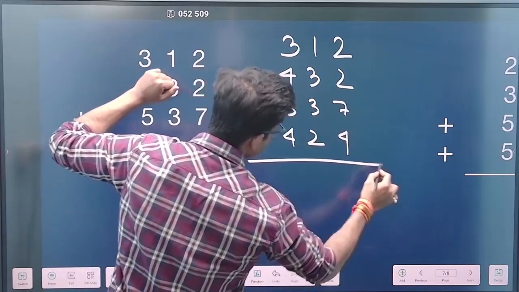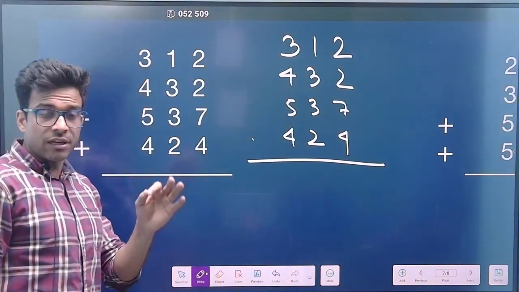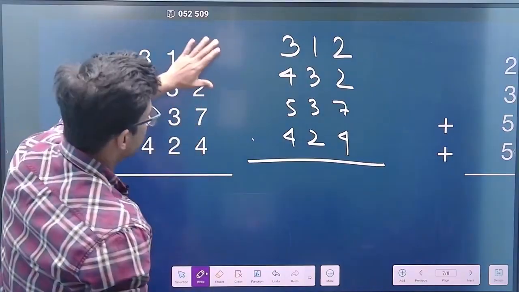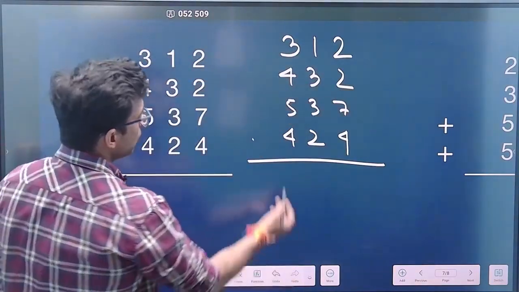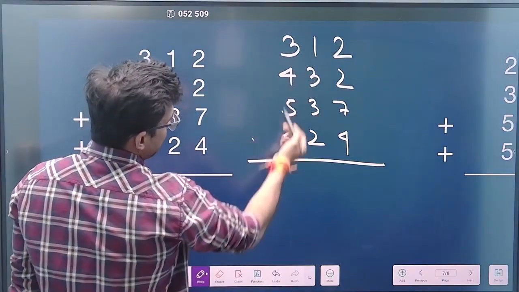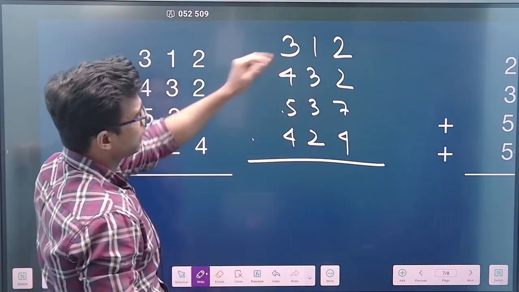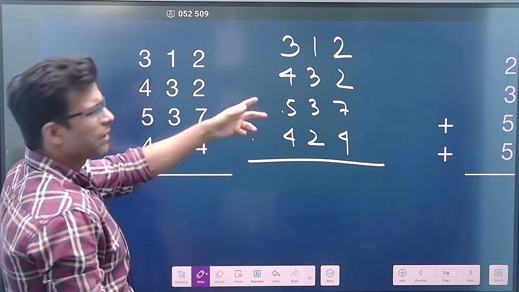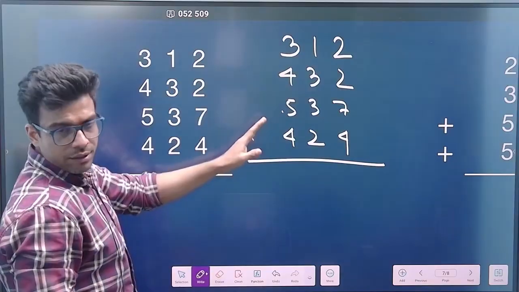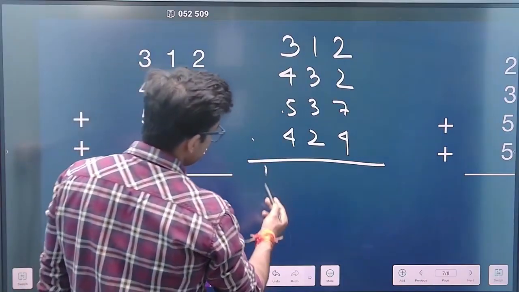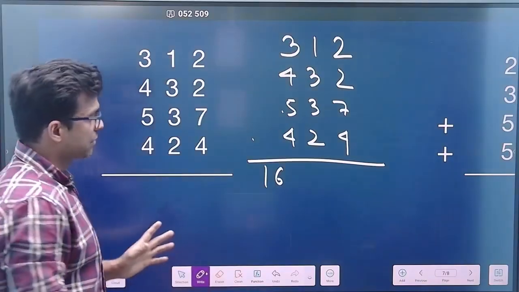I think this is a bigger problem, na? We have four 3-digit numbers, and we are going to add them. First of all, add from left to right. So 5 and 4 is 9, 9 and 4 is 13, 13 plus 3 is 16. This should be very easy. It is coming 16, but 16 might change, there's a chance.